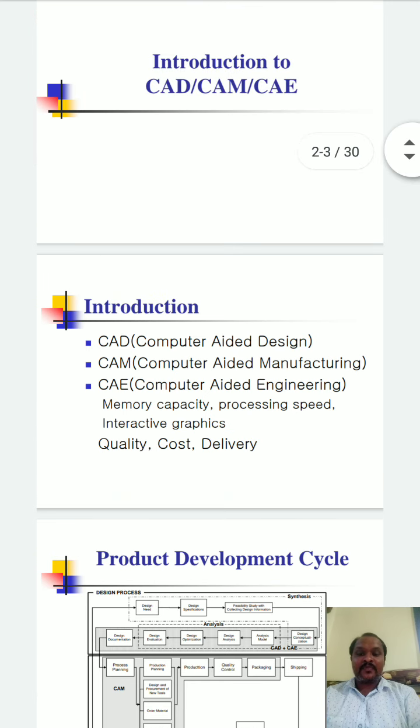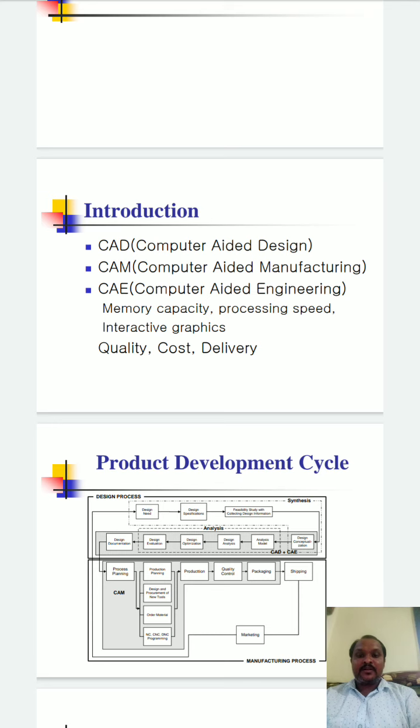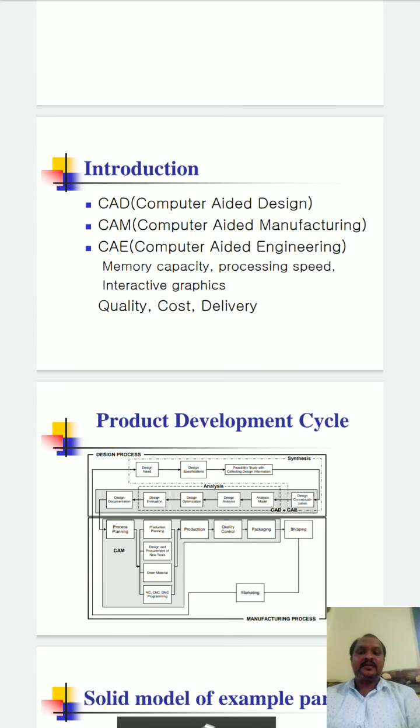So let us see the introduction part: CAD, that is computer aided design, CAM, computer aided manufacturing, and CAE, computer aided engineering. Some of the things we are showing here are memory capacity, processing speed, interactive graphics, quality, cost and delivery. These all come under these three things. So first we will start with CAD, computer aided design. What are all the things we will have in the CAD system?